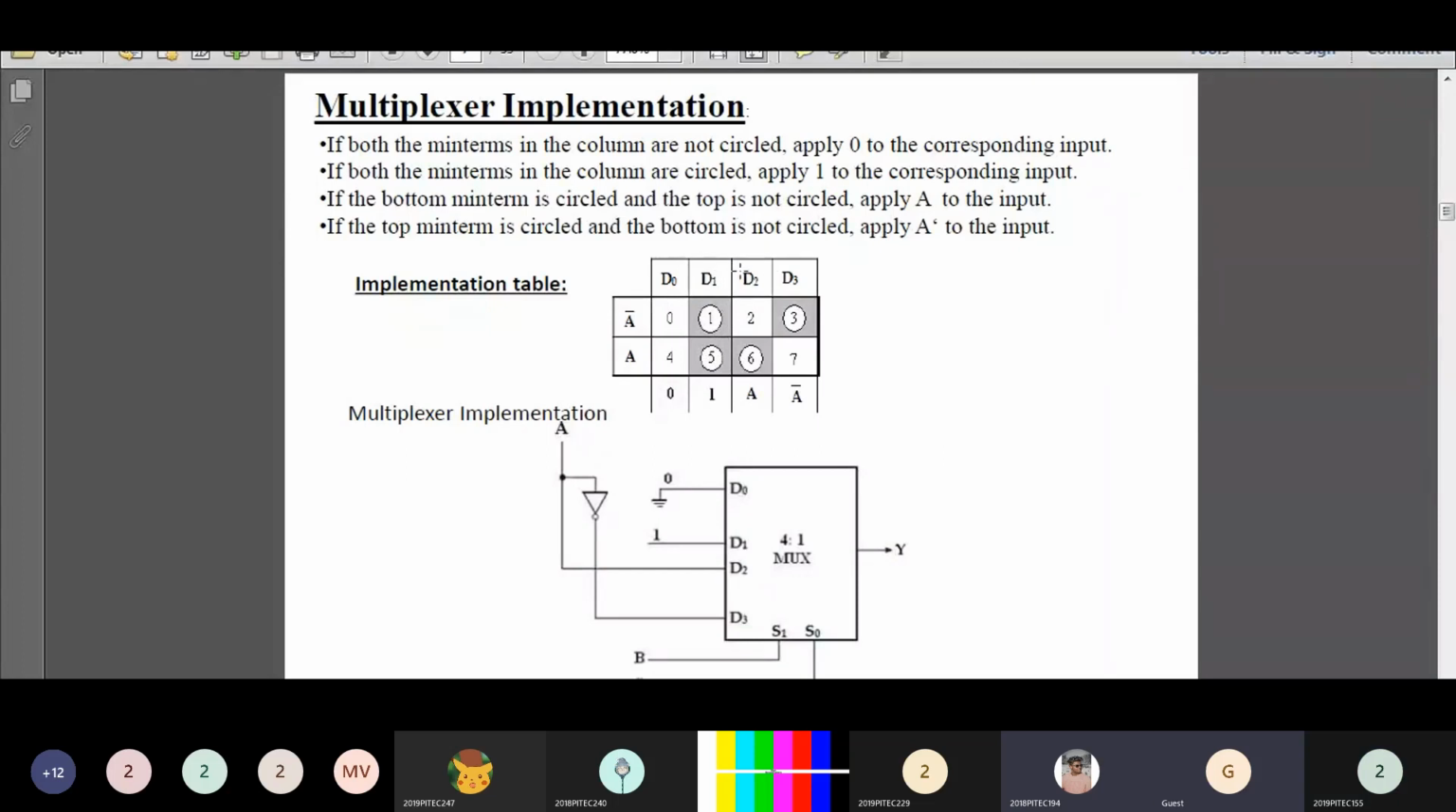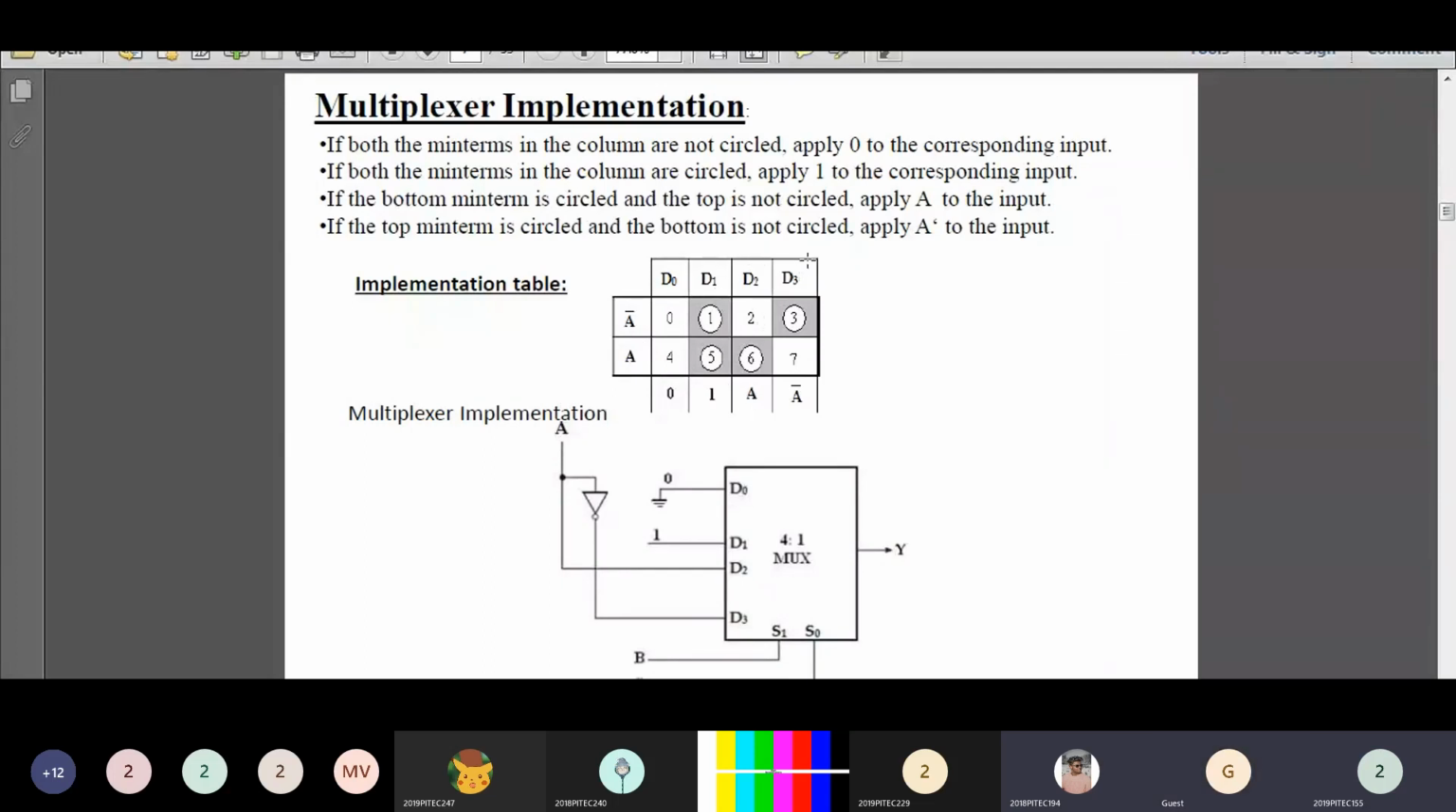Next, look at the third column, that is D2. Two min terms are there, that is 2 and 6. If one min term is circled, you have to write the variable which is in the row side. The variable A is present in the row side, so you have to write that variable here. That is the value of our D2.